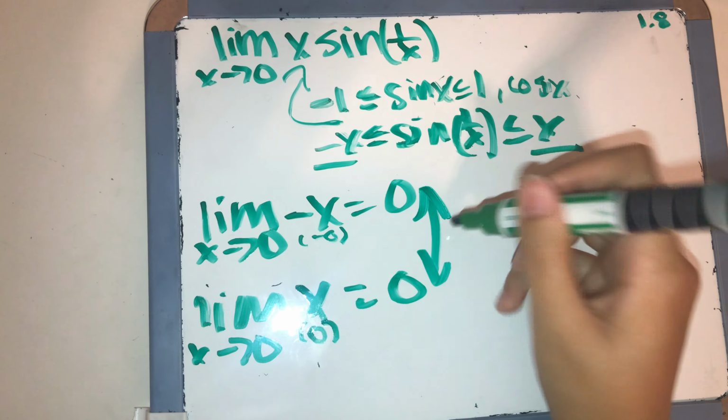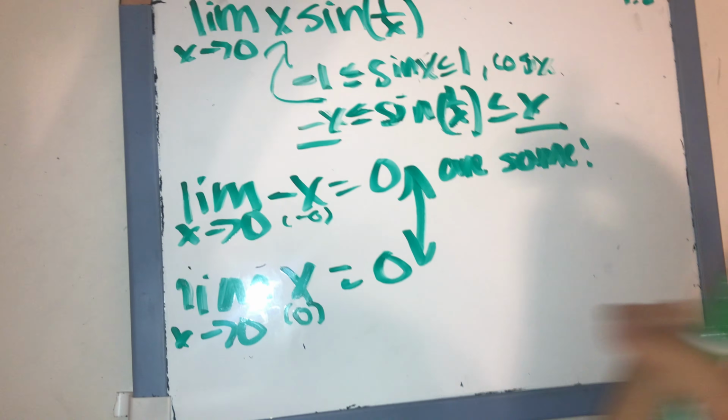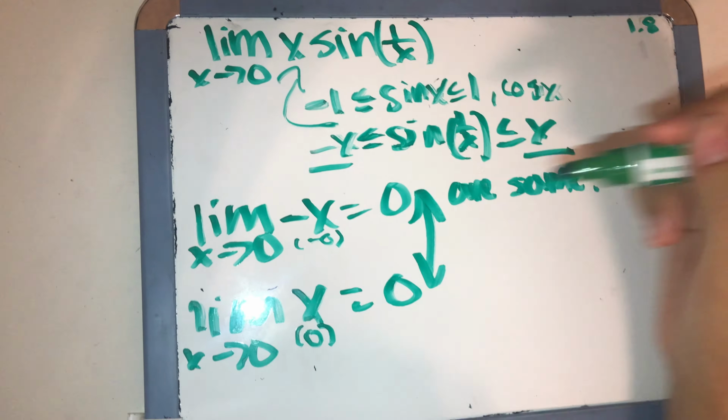Now that's good because that's where the squeeze theorem happens. That means that we're not done yet. This is not the answer yet. It's not just 0. You have to make an actual equation or an actual statement of the answer in order to solve it.